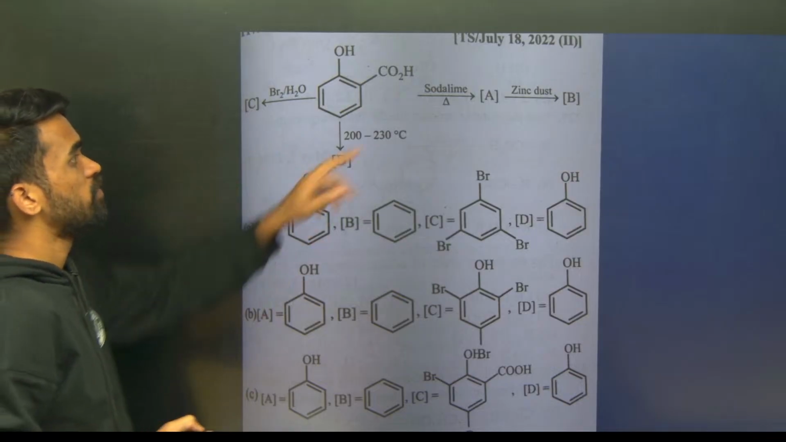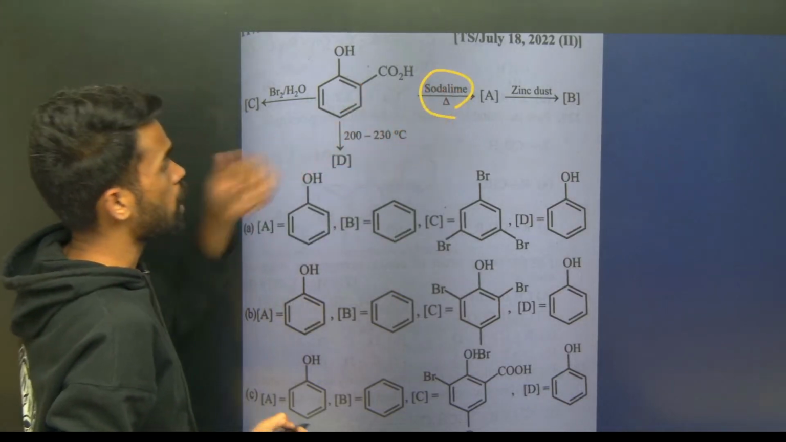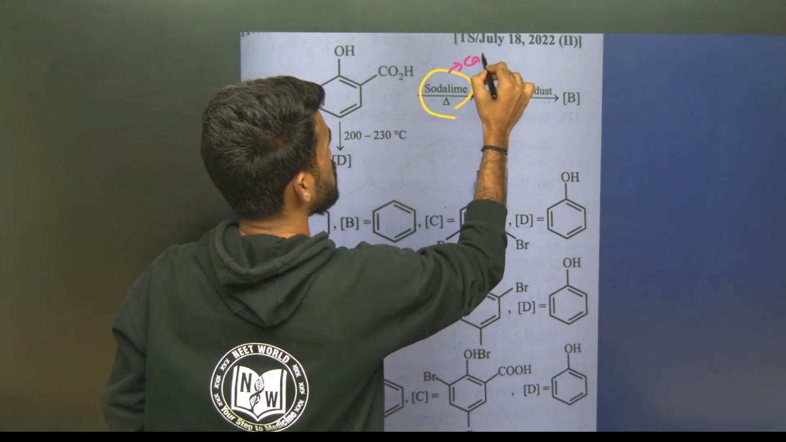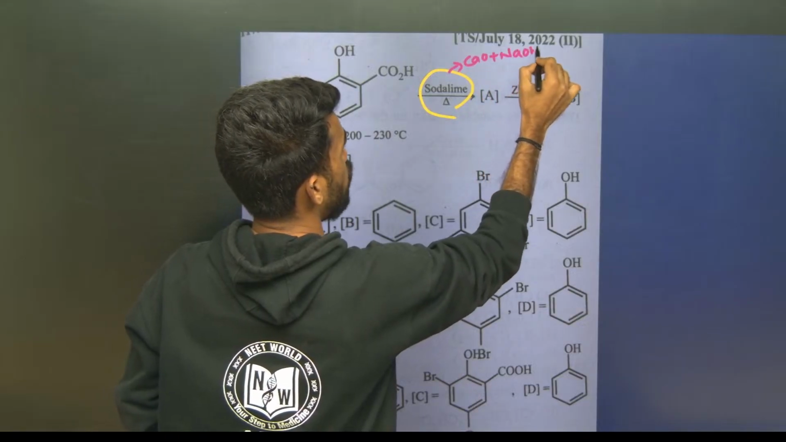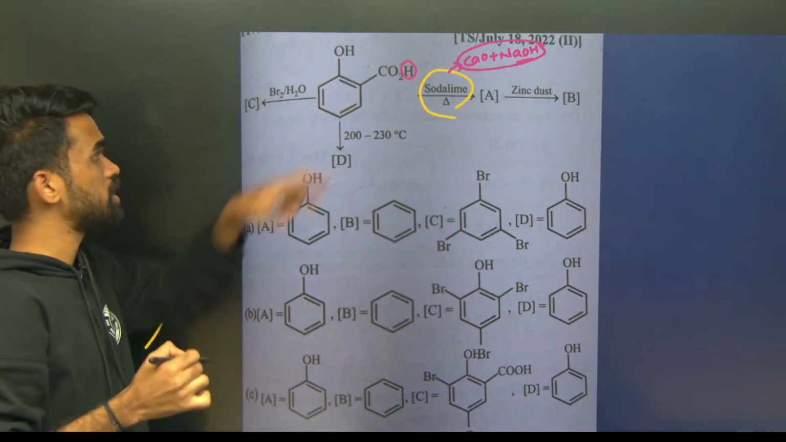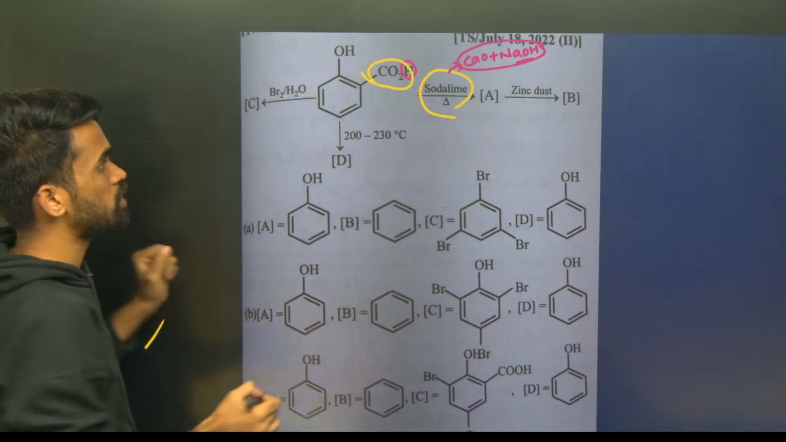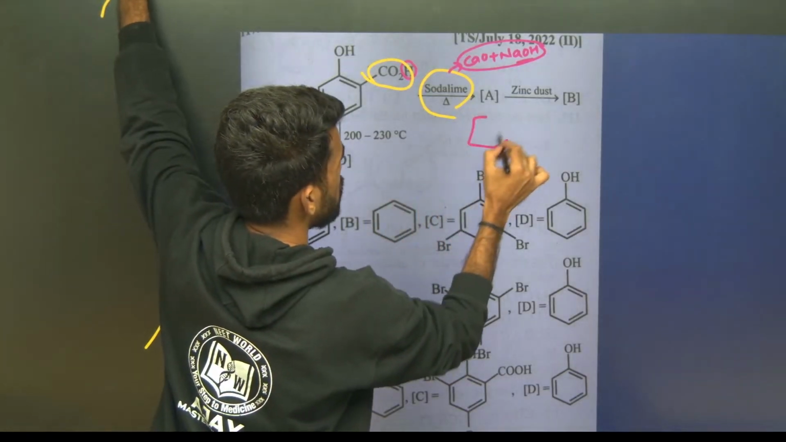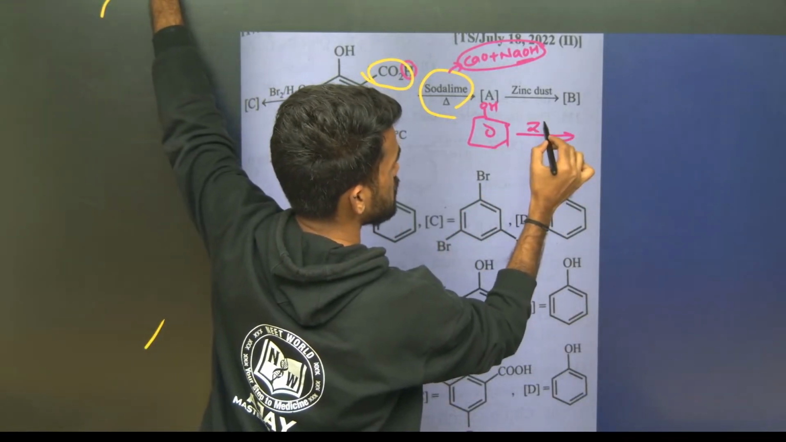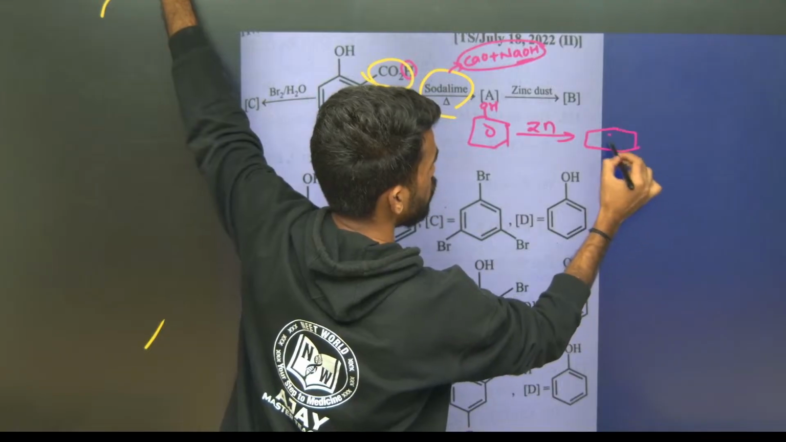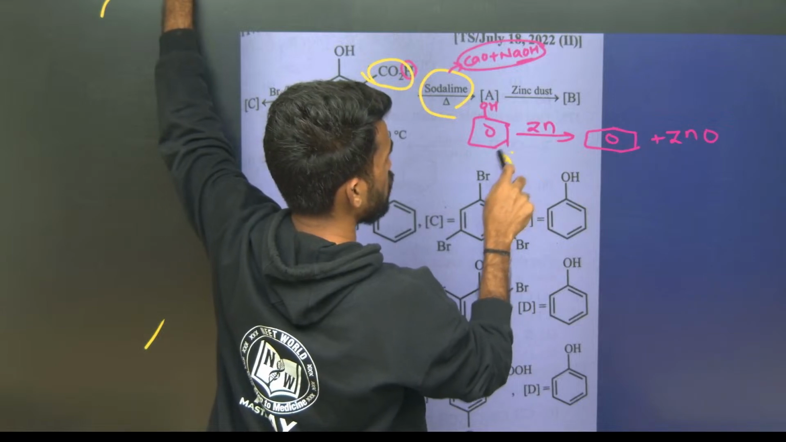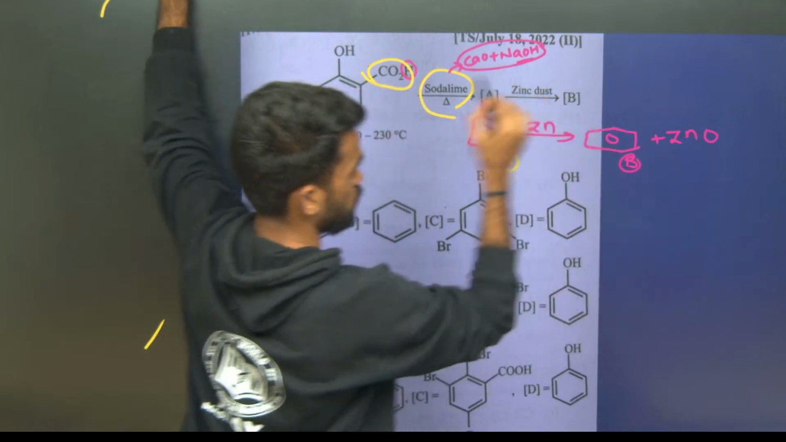So easy here, whenever you treat with soda lime, the carboxylic acid group will be eliminated. Okay, why? Because soda lime is what? Calcium oxide plus NaOH. Okay, this is a combination. Whenever you treat this, first the base will accept this proton, then next decarboxylation takes place, removal of CO2 gives phenol first. So what is your A here? This is phenol. Okay, this phenol upon treating with zinc dust, zinc converts phenol into benzene, and zinc oxide is formed here. So our A is phenol and B is this one, benzene.